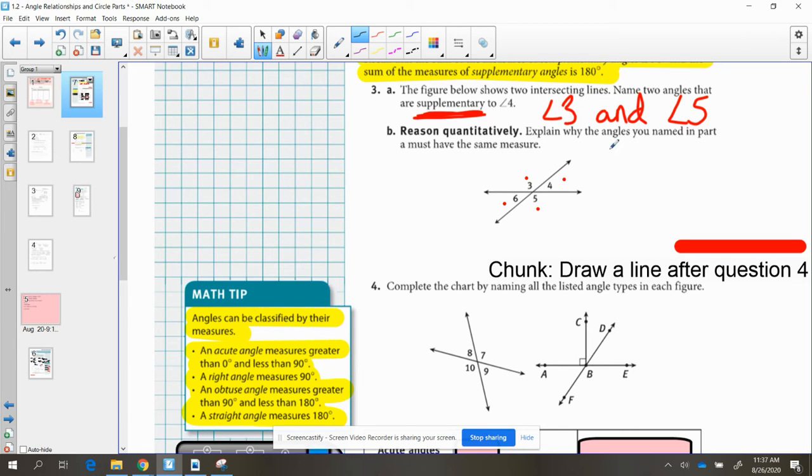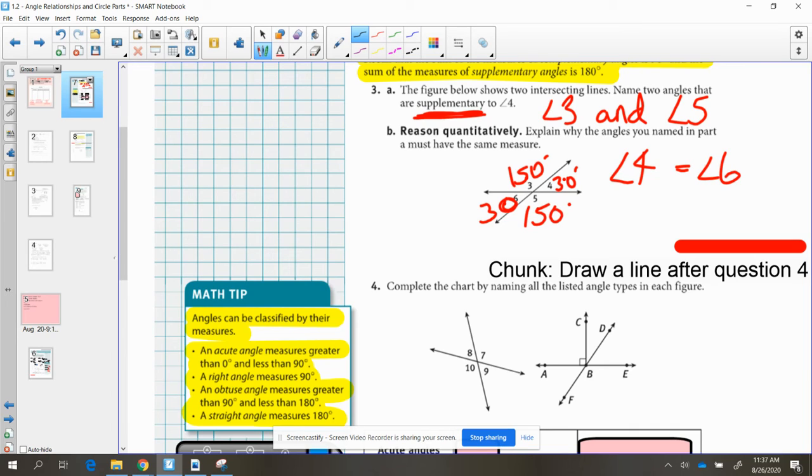Okay, so if we think about this, let's say that angle 4 equals 30 degrees. Well, that means angle 3 and angle 5 both have to be 150 because they need to add up to 180 degrees. That also means that angle 6 is going to be 30 degrees because angle 4 and angle 6 have to be supplementary to 3 and 5.